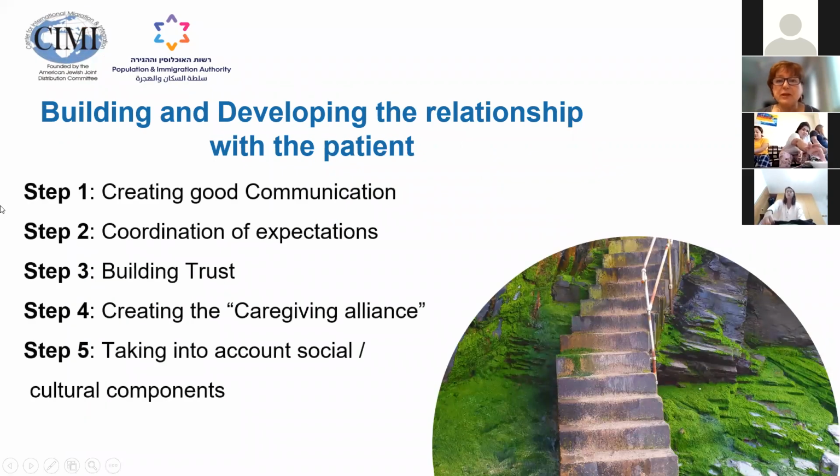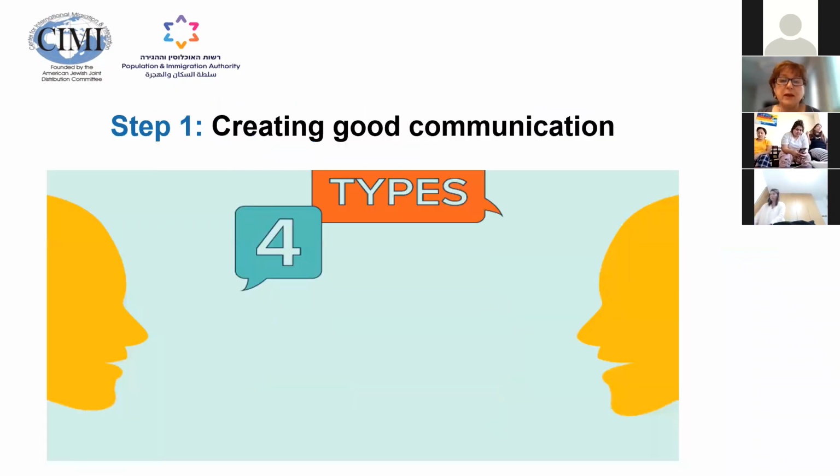So building and developing the relationship with our patient involves several steps. First, creating good communication. Second, coordination of expectations. Thirdly, building trust. Fourth, creating the caregiving alliance. And fifth, taking into account social and cultural components. So let's see what that's all about.